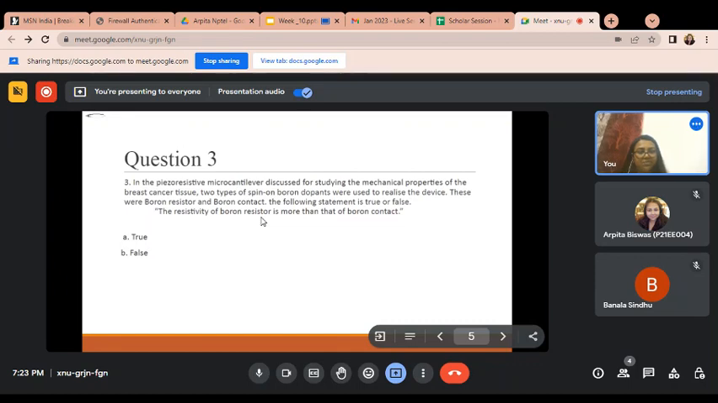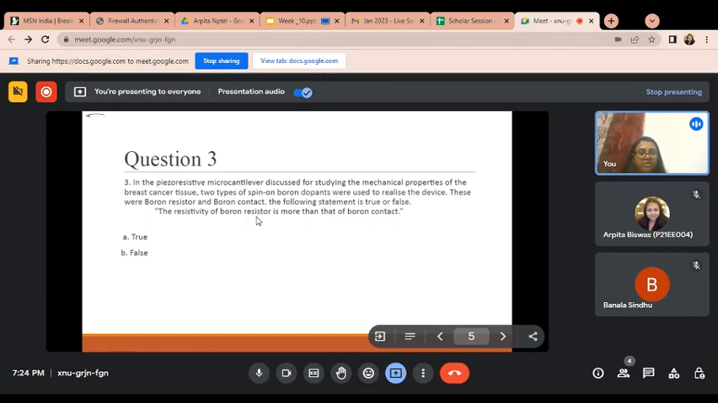Banana Sindhu, what is a resistor? Normal resistor. What does it do? A resistor opposes the current flow. It means it opposes the current flow. It is called the resistor.